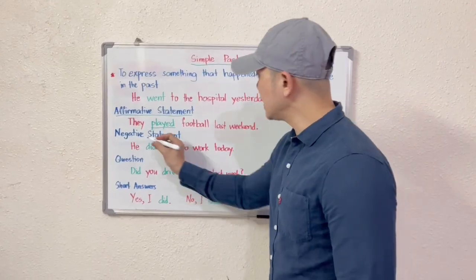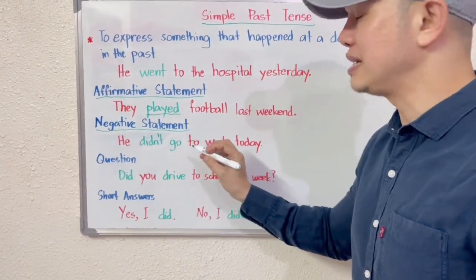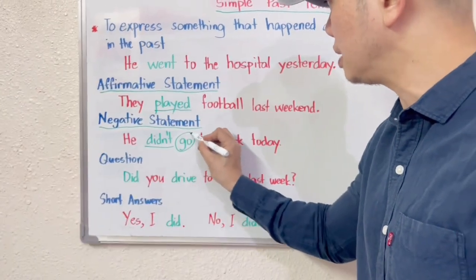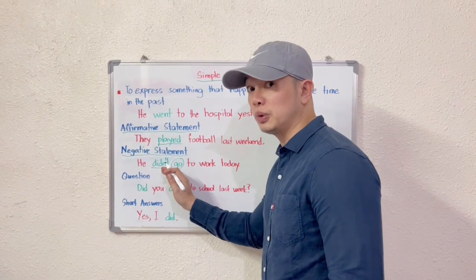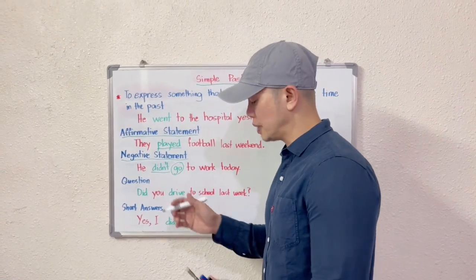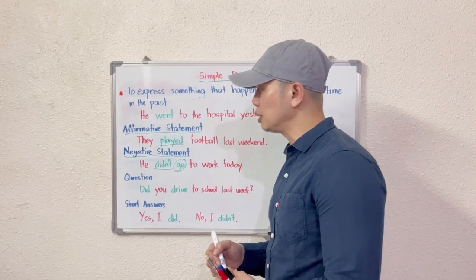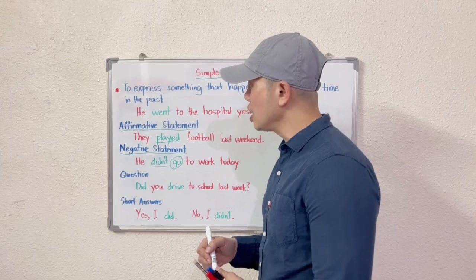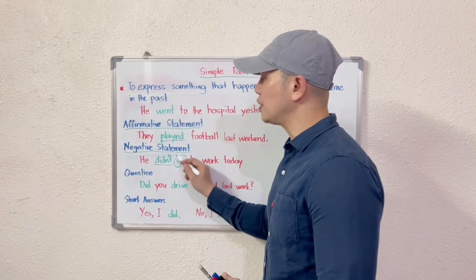Now with negative statements, you are going to use the auxiliary didn't and the base form of the main verb. It doesn't matter whether your subject is singular or plural. If you remember in simple present tense, you use doesn't for singular subject and don't for plural subject. This time with simple past tense, in negative, we use the auxiliary didn't and base form of the main verb.